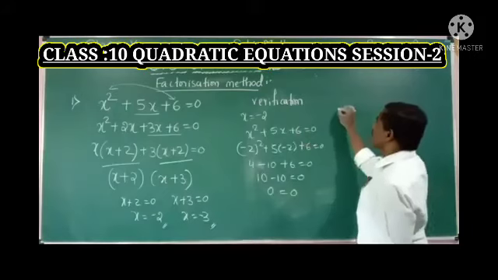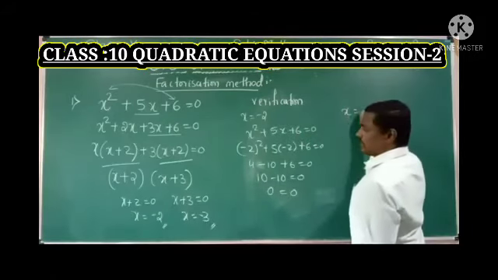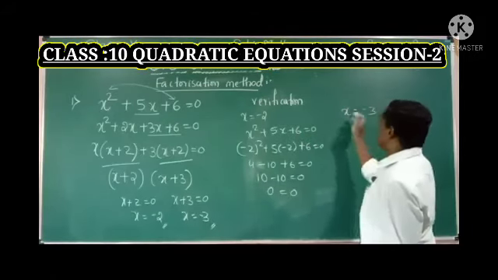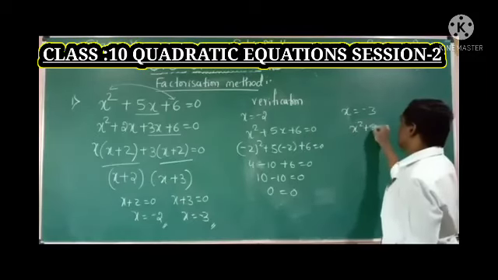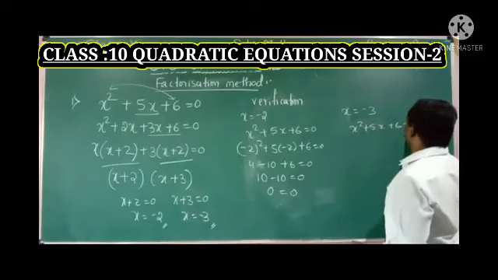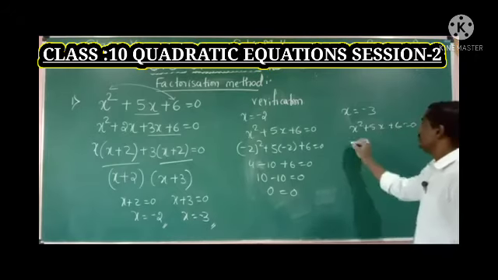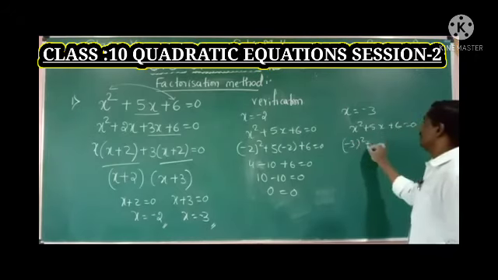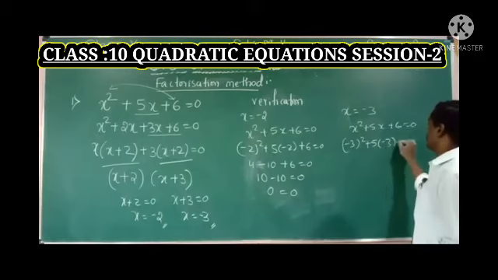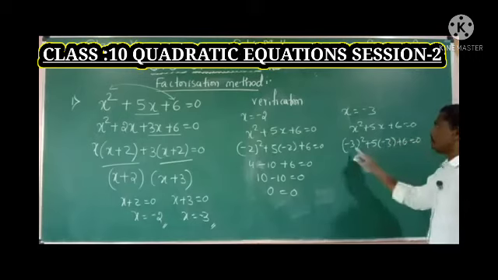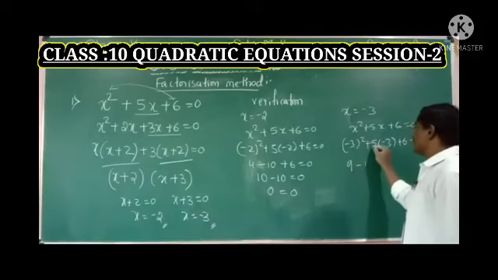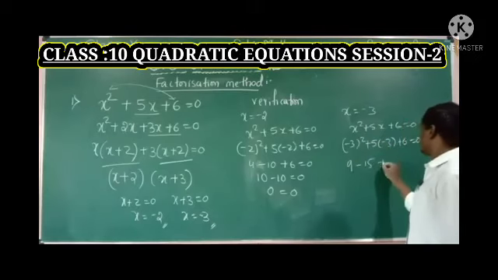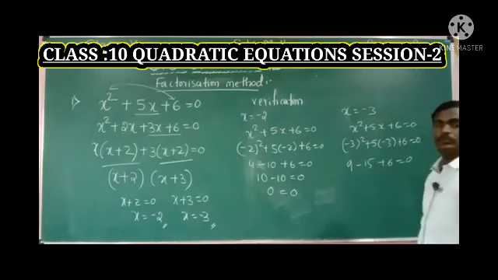Check it once more. What is the second root? x is equal to minus 3. Whether it is satisfying the same quadratic equation or not. x square plus 5x plus 6 is the given quadratic equation. So minus 3 square plus 5 into minus 3 plus 6 is equal to 0. Minus 3 square is 9, 5 into minus 3 is minus 15, plus 6 is equal to 0.